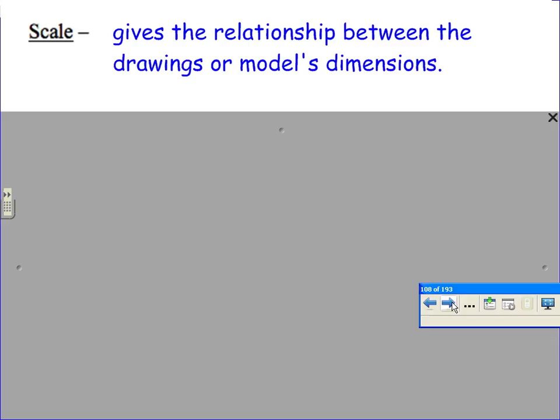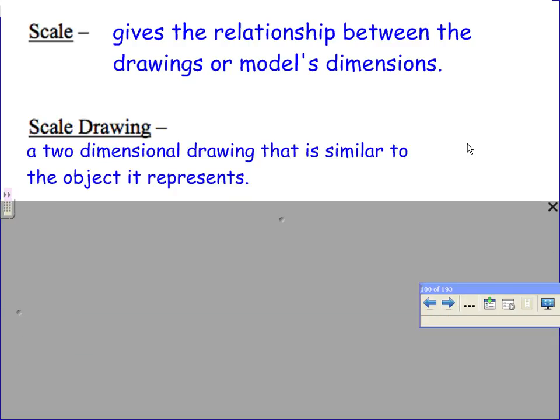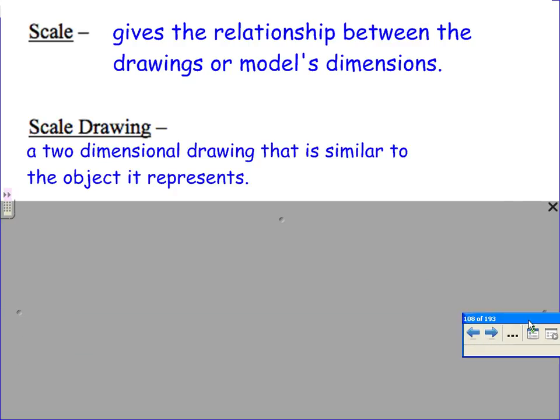Okay, so that's scale. Scale drawing, a two-dimensional drawing that is similar to the object it represents. We talked a lot about this. You guys gave some great examples of scale drawings.